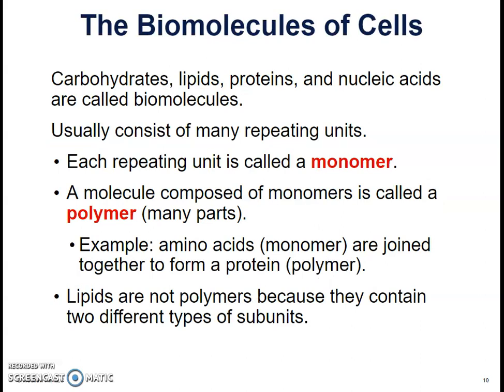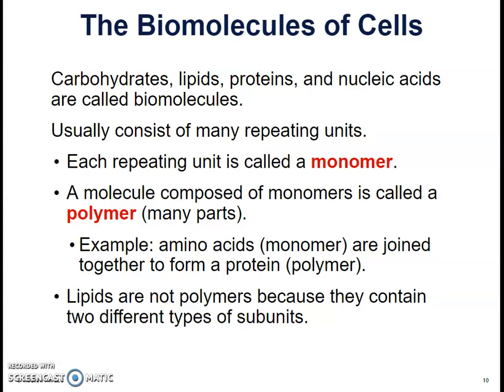Carbohydrates, lipids, proteins, and nucleic acids are all called biomolecules, also referred to as macromolecules. They usually consist of many repeating units, and each of those units is called a monomer, mono meaning one. These monomers join together to make a polymer, poly meaning many. So a polymer is made up of a lot of individual monomers that have been bonded together.